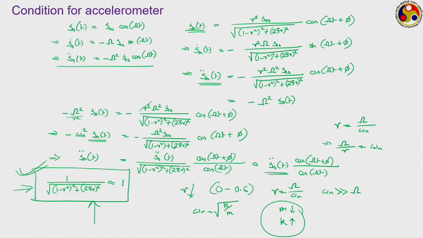So, that is the way we can mathematically get the criterion for designing either a vibrometer or an accelerometer, and generally it comes to be an interplay, or I should say you have to play around with the value of the mass and the spring stiffness to get this.